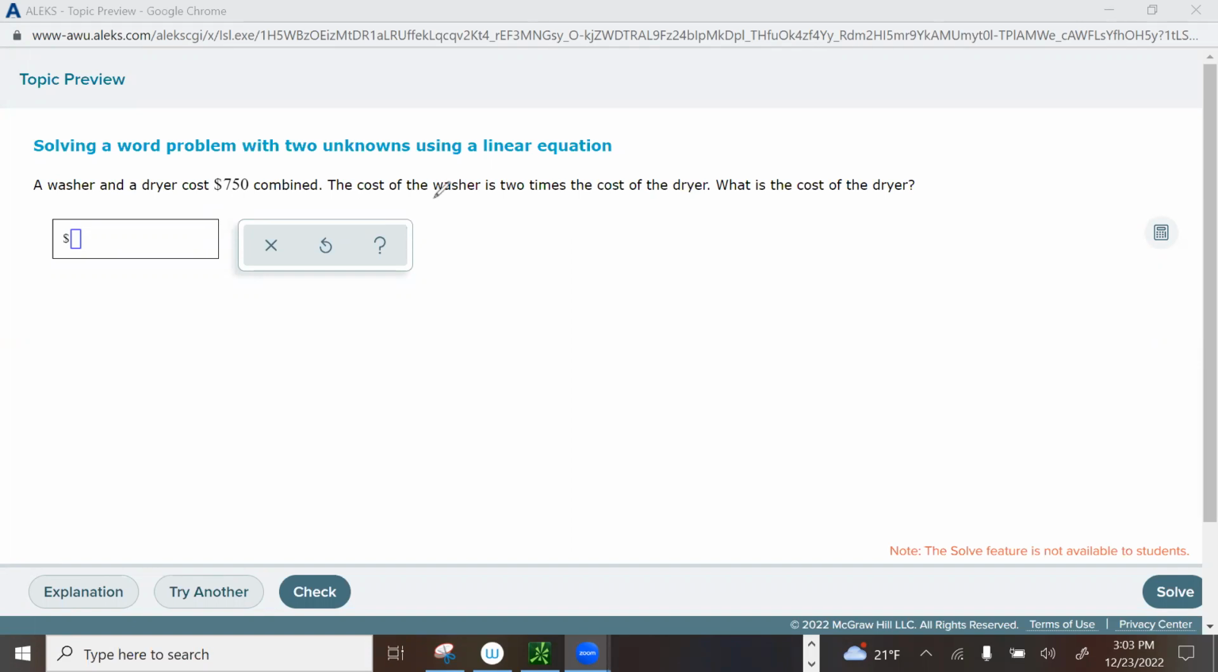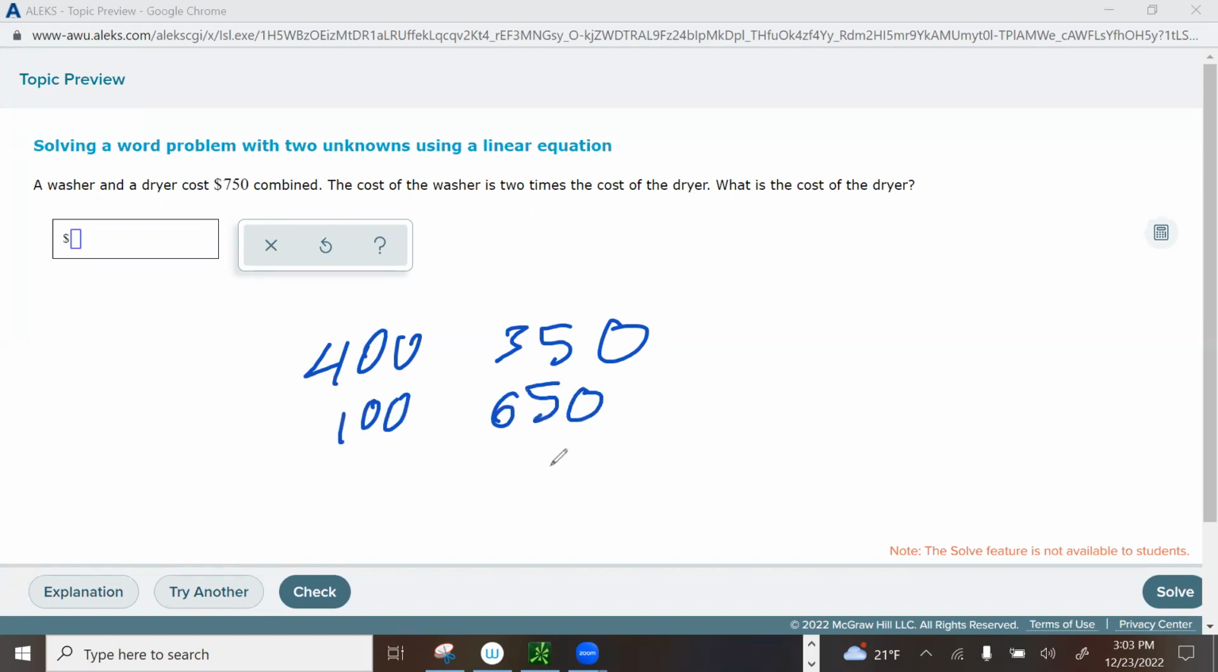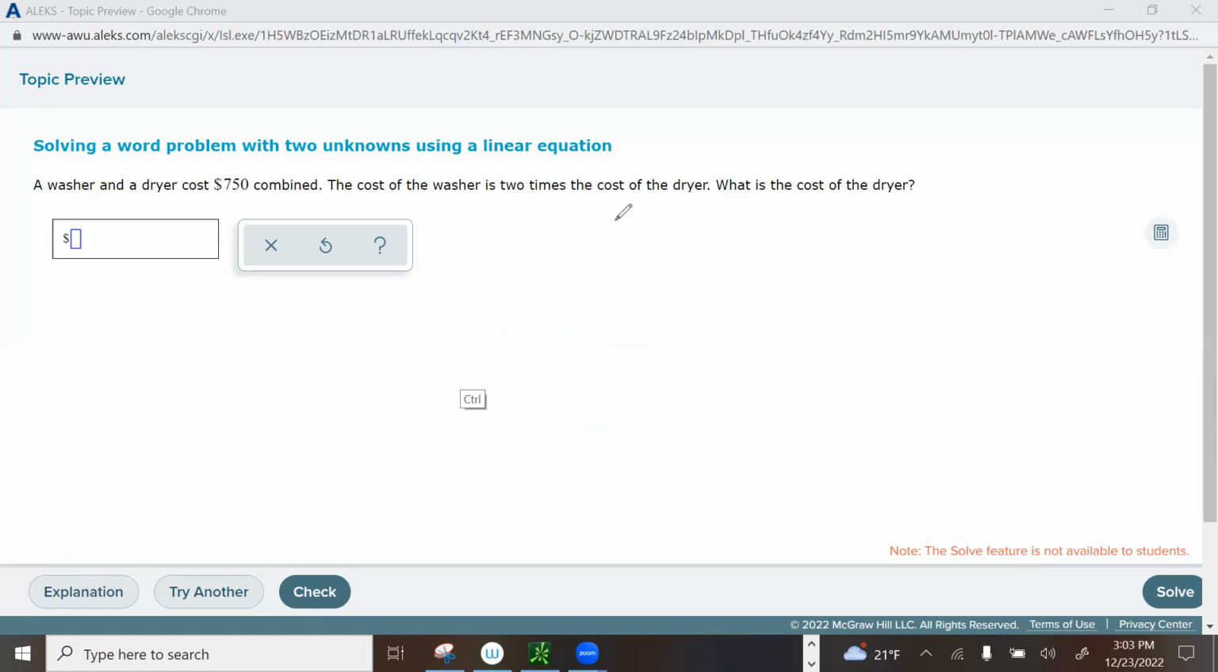Okay, so why is it so important to be able to translate from English to math? Well, like I said before, because if you've got a word problem that you actually have to solve, it might be useful. Okay, so it says a washer and a dryer cost $750 combined. So it might be like 400 and 350. That's 750. Or it might be 100 and 650. Not likely at all, but it would add up to 750. The cost of the washer is 2 times the cost of the dryer. What is the cost of the dryer?